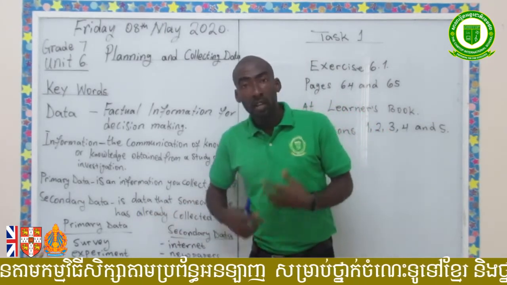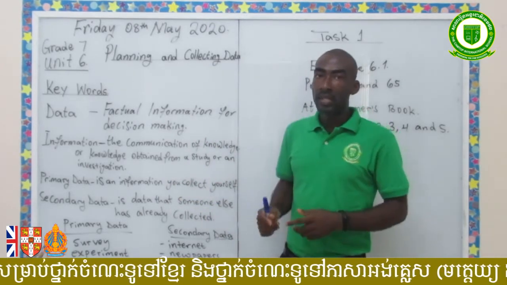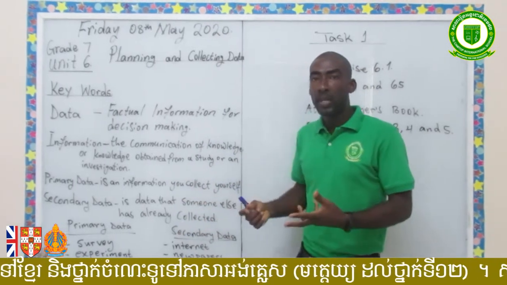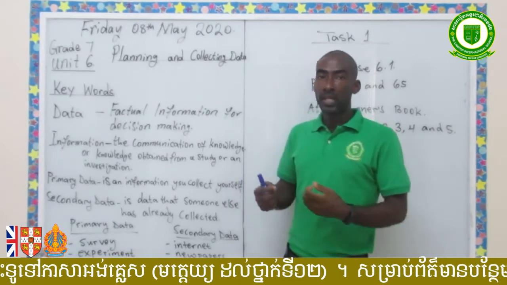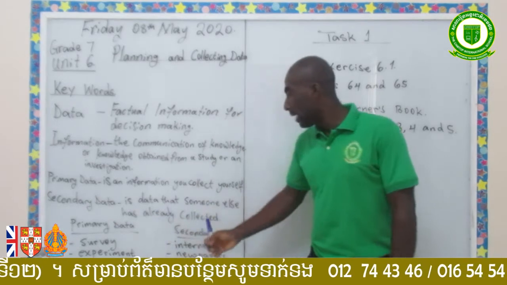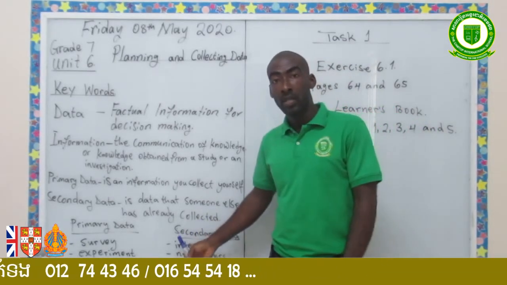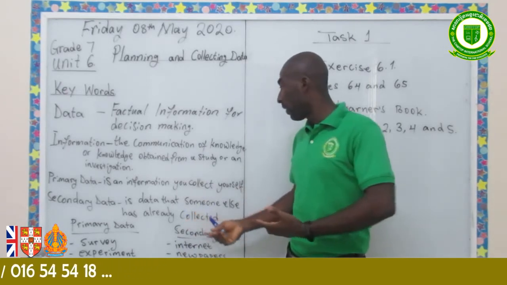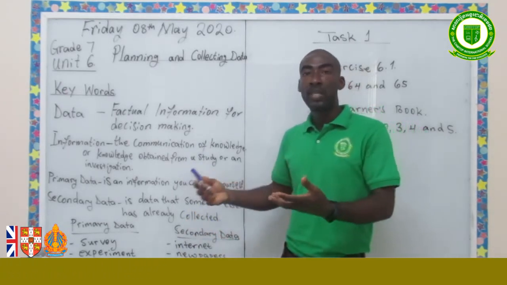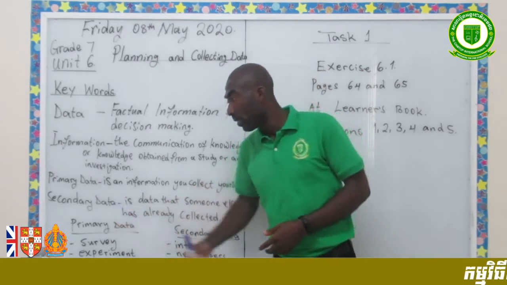If you are following on someone's work, someone's investigation, someone's data, that information that you pick is called secondary data. So secondary data is information that someone has already collected, or someone already finished, and then it's been given out for people to have access to. That becomes your secondary data.